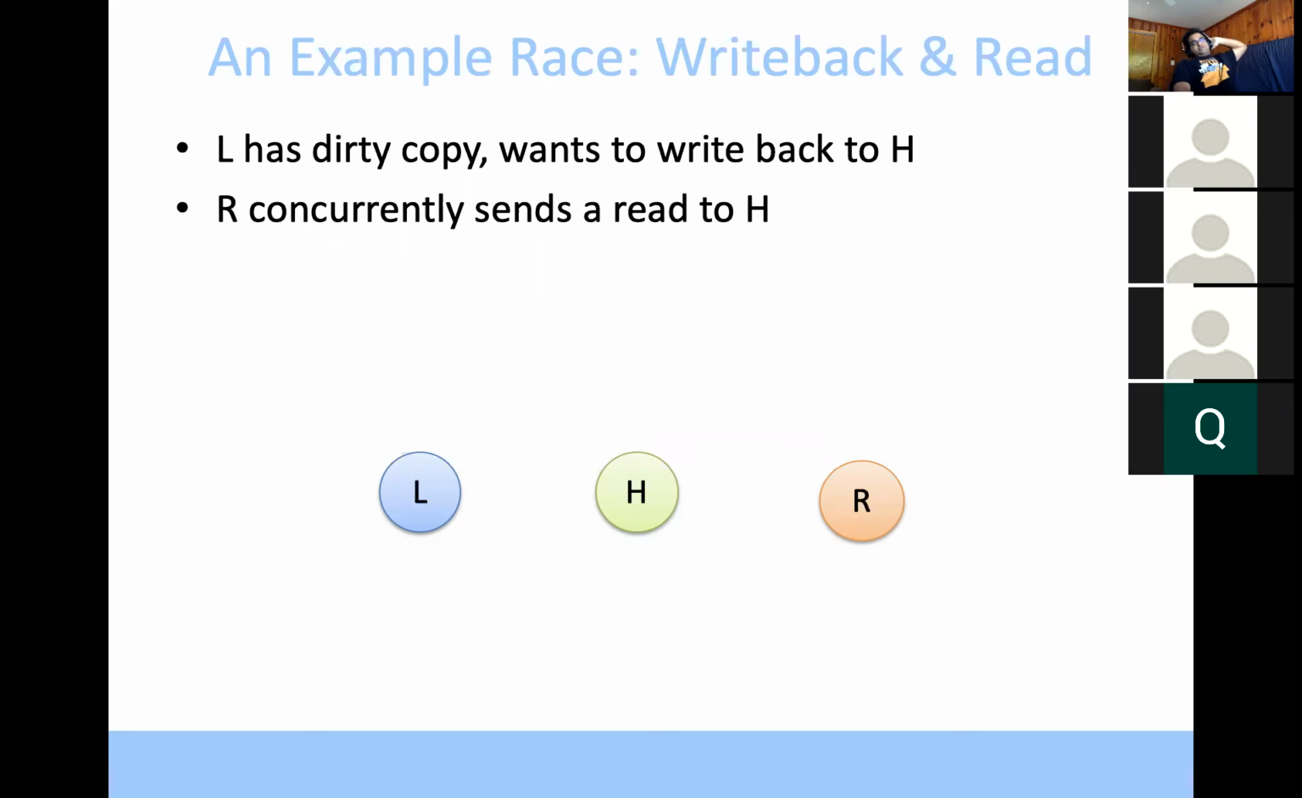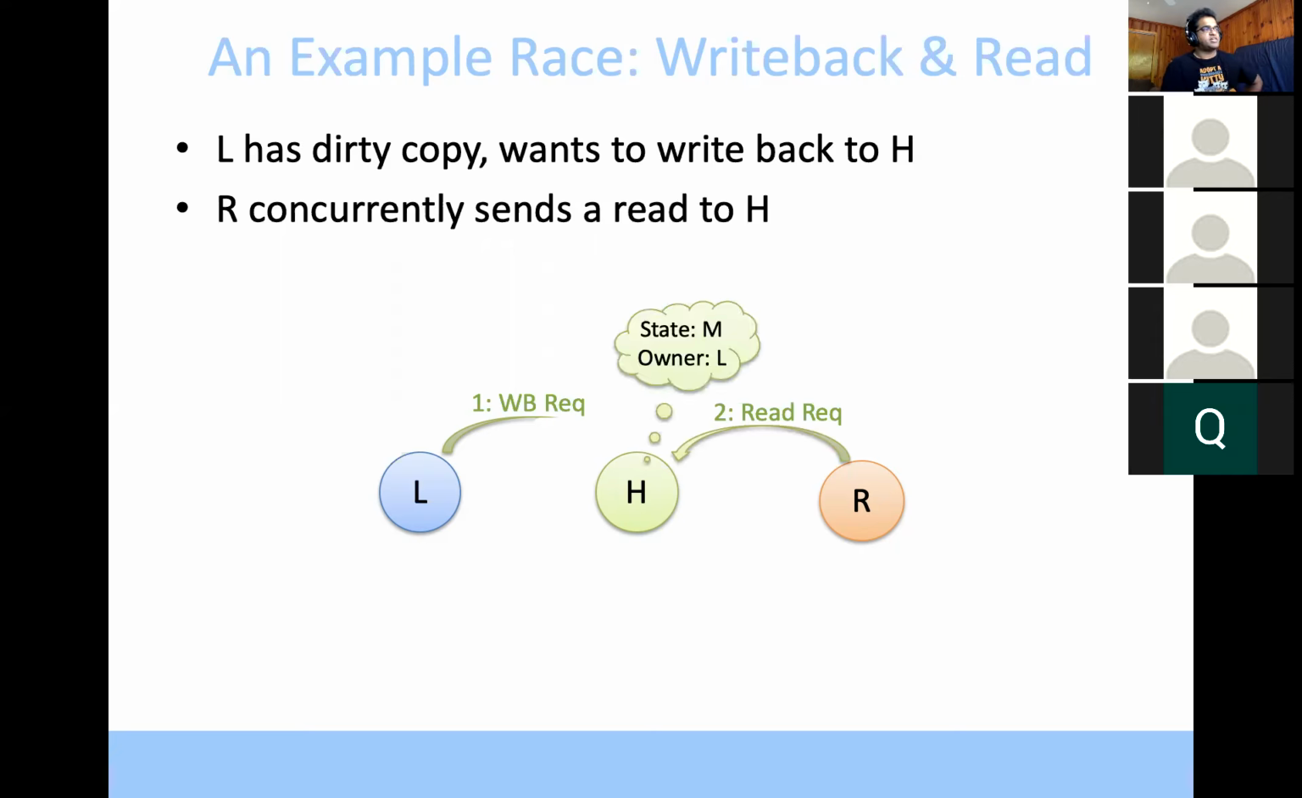There are some issues here, which is, you could end up with a small amount of race conditions with the MSI protocol. Let's say L has a dirty copy and wants to write back to the home directory into memory, and R concurrently wants to read that piece of memory. So you launch this write back request to H. At the same time, R sends a read request to H, and H may say the state is modified and the owner is L, and so it forwards that read request.